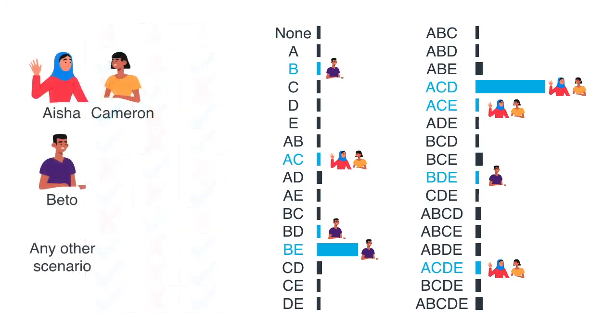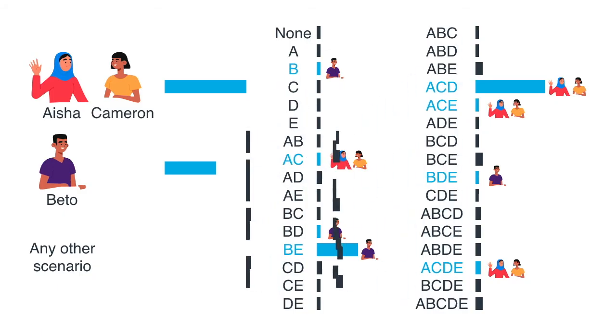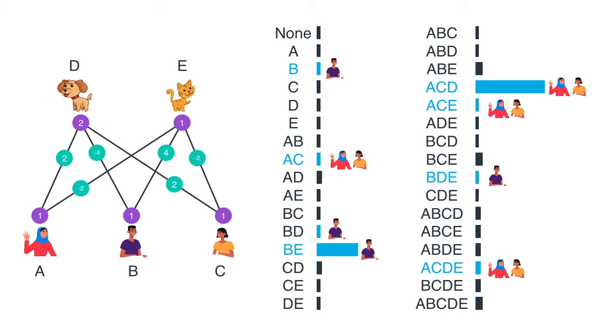And to verify this, notice that if we add all the probabilities of scenarios where Aisha and Cameron show up, it's high. When we add all the probabilities of the scenarios where only Beta shows up, that's high. And when we add all the other ones, that's low. So it's a low probability for all the other scenarios. And that is exactly what we wanted. So what we conclude is that our RBM, however the weights are, they generated probabilities that mimic our data set pretty well.